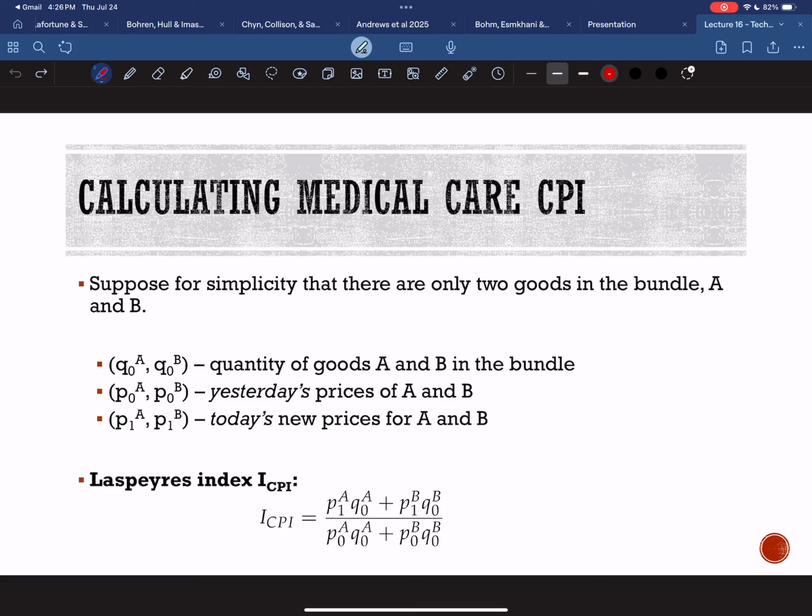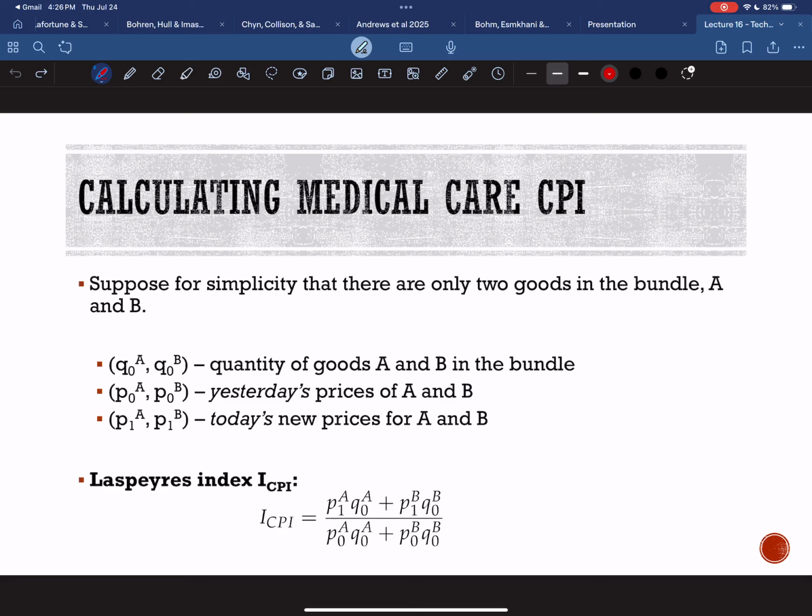The way we're going to calculate the CPI is via this equation here. Now, the first thing you should notice about it is we actually use the same quantity in both calculations, and that's because we know that quantity changes with price.